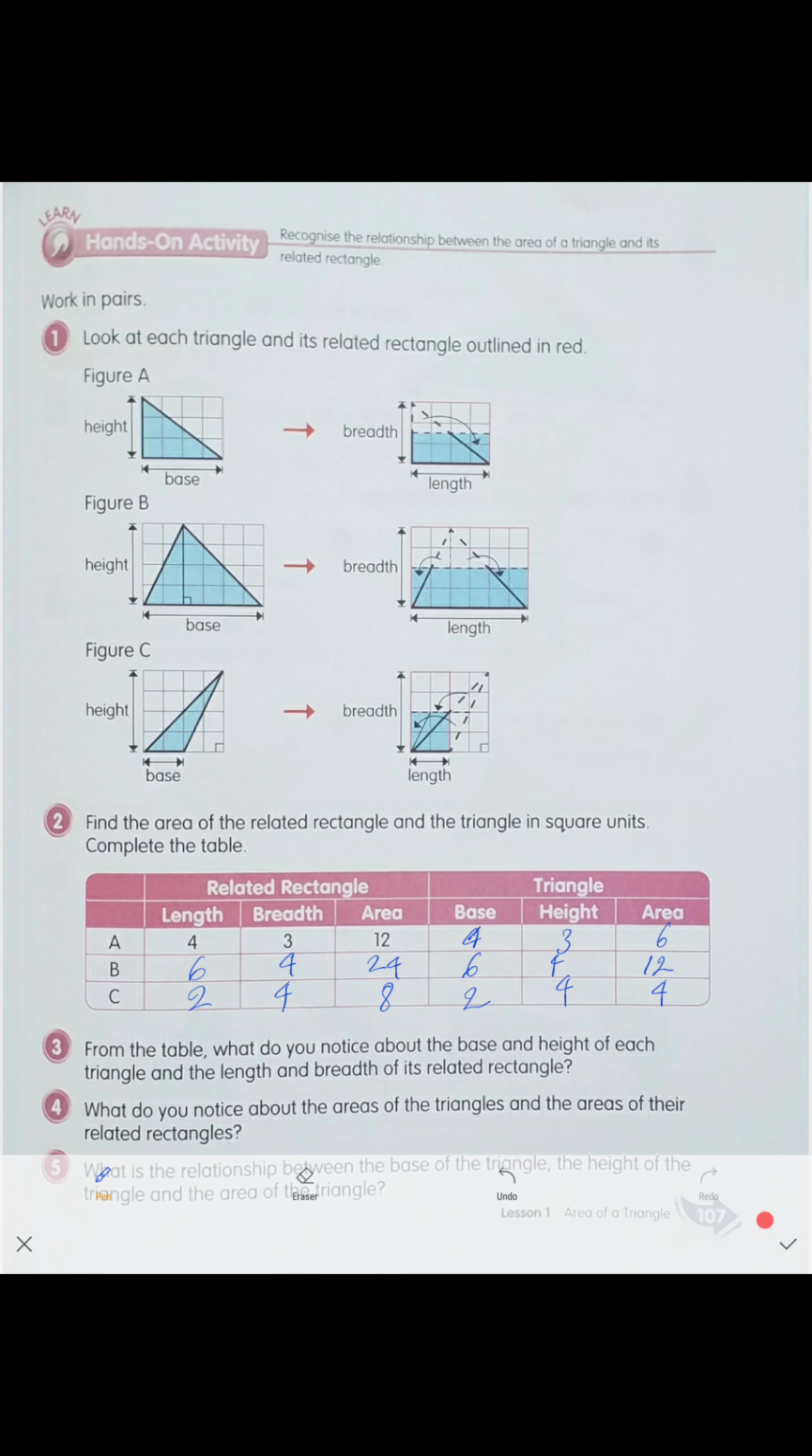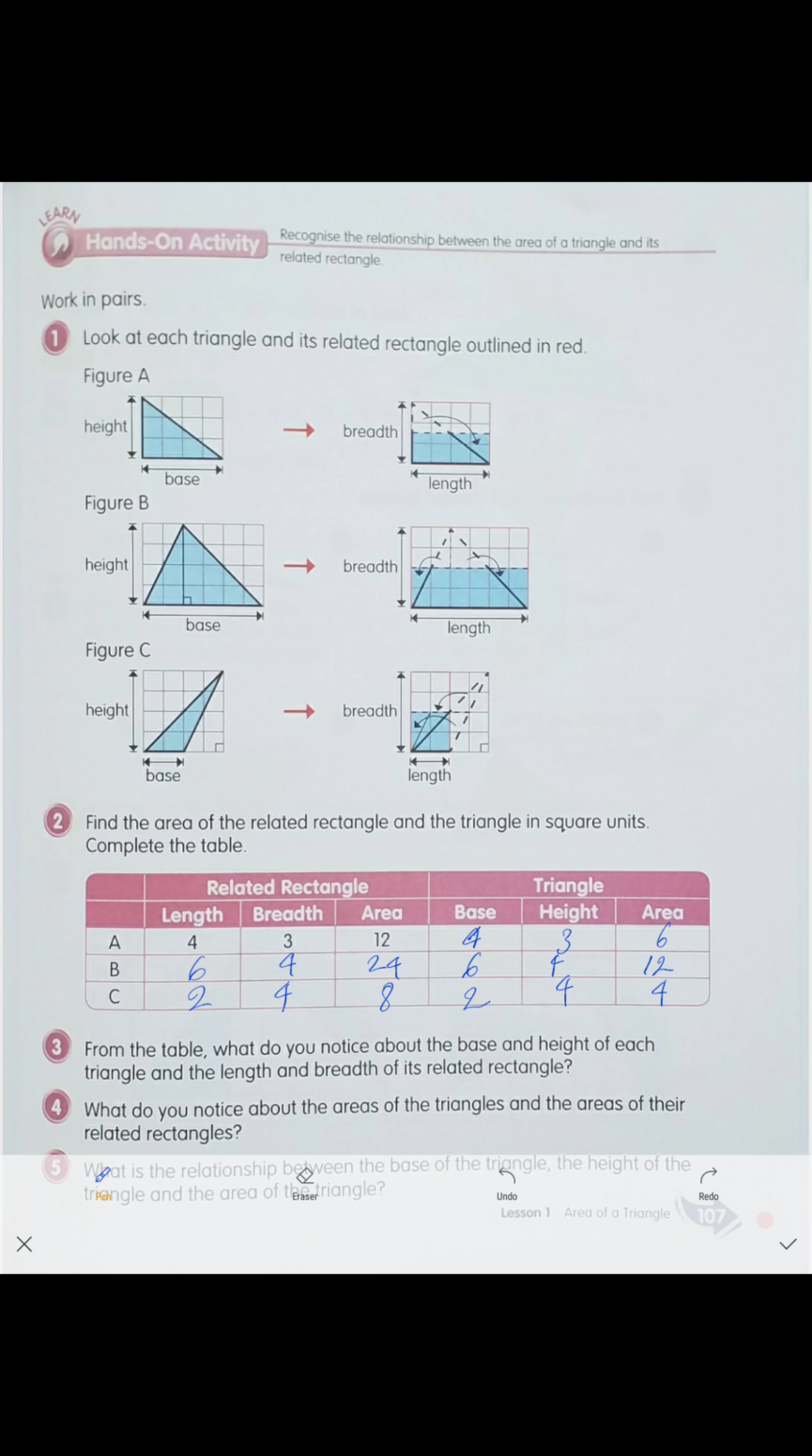All right, question 3. From the table, what do you notice about the base and height of each triangle and the length and breadth of its related rectangle? The answer is the base and height. You can see 462, 462, 344, 344, right? So the answer is the base and height of each triangle is equal to the length or breadth of its related rectangle, right? Very easy. So the length and breadth of the related rectangle is the same as the base and height of the triangle.